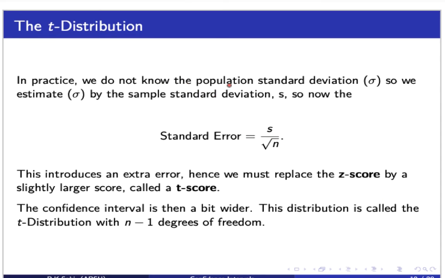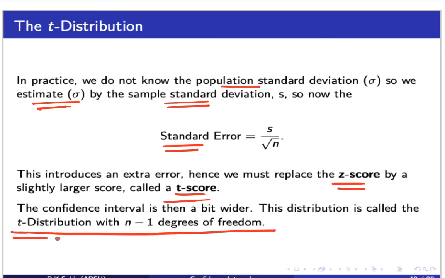As I said, in reality, we do not know this, but we estimate the population by a sample standard deviation. So our standard error is now s over square root n. Because we are now replacing the population by a sample, we are going to have more errors. So we are going to replace the z-score by a t-score. And also the confidence interval is going to be a bit wider. So this distribution is called a t distribution with n minus 1 degrees of freedom. N here refers to the sample size.